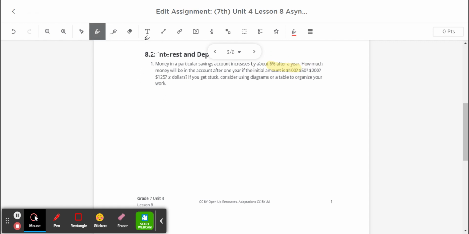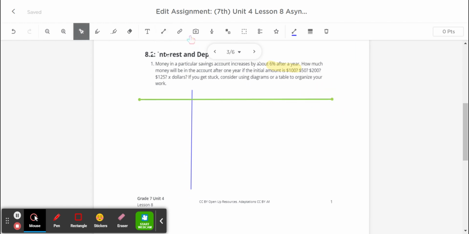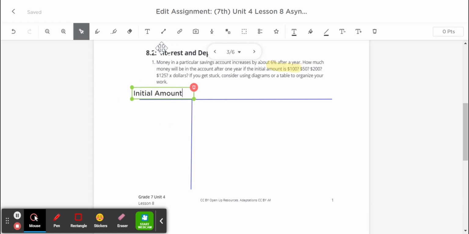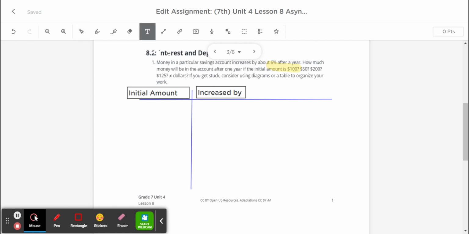So I'm going to make a table to help me stay organized. I'm using the straight line tool to help me draw an organized table in ClassKick. In one row of my table, I'm going to write the initial amount of money. In the next row of my table, I'm going to write how much that initial amount increased so that I can see how much my initial amount went up by. In the last row of the table, I am going to write the final amount of money because I have an initial amount I started with, then I have an increase, and then I have the final amount.